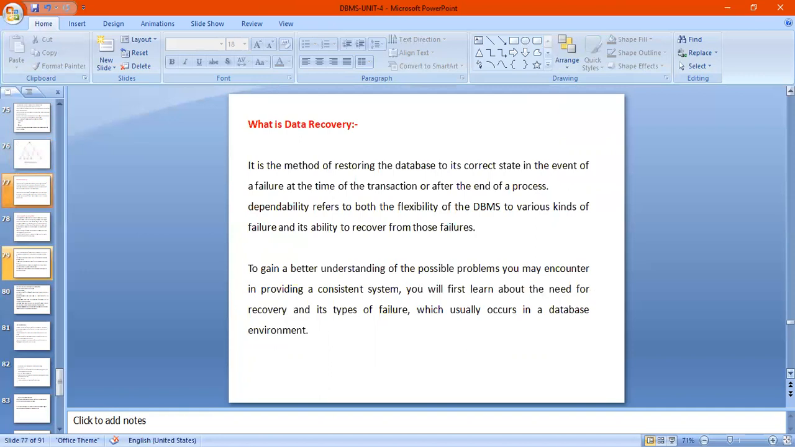What is data recovery? It is a method of restoring the database to its current state in the event of a failure at the time of a transaction and after the end of the process. It refers to both the flexibility of the database management system to various kinds of failure and its ability to recover from failure. To gain a better understanding of the possible problems you may encounter in providing a consistent system, you will first learn about the need for recovery and the types of failure that usually occur in the database environment.